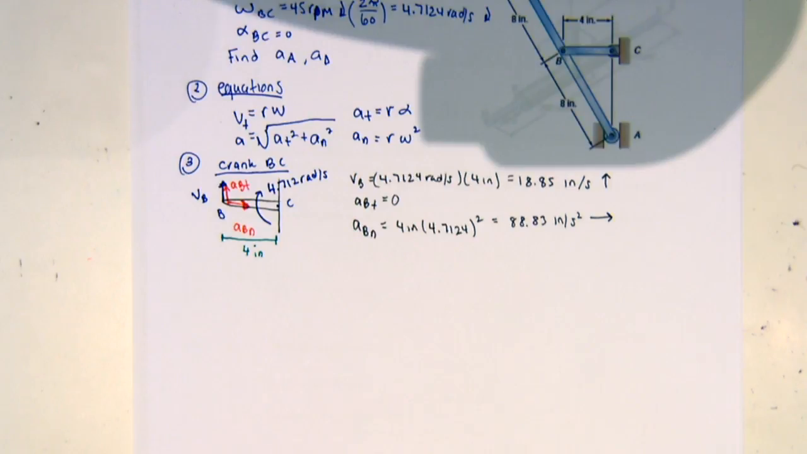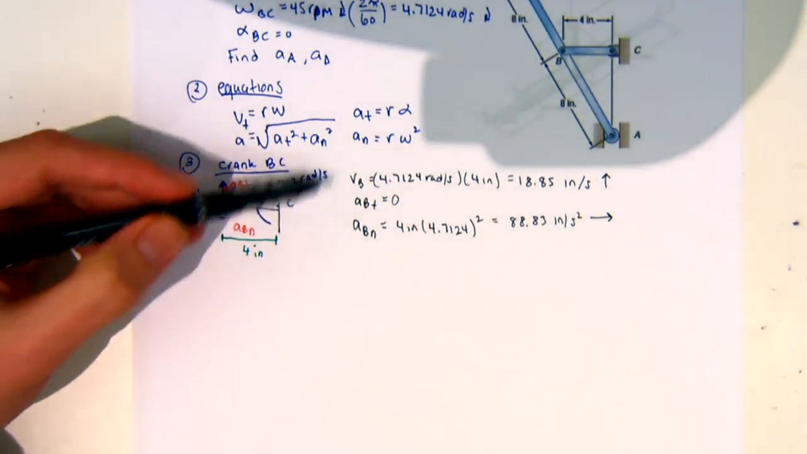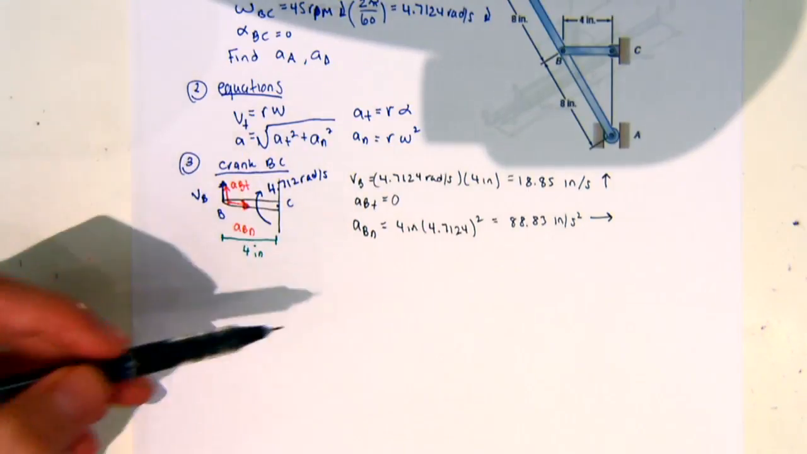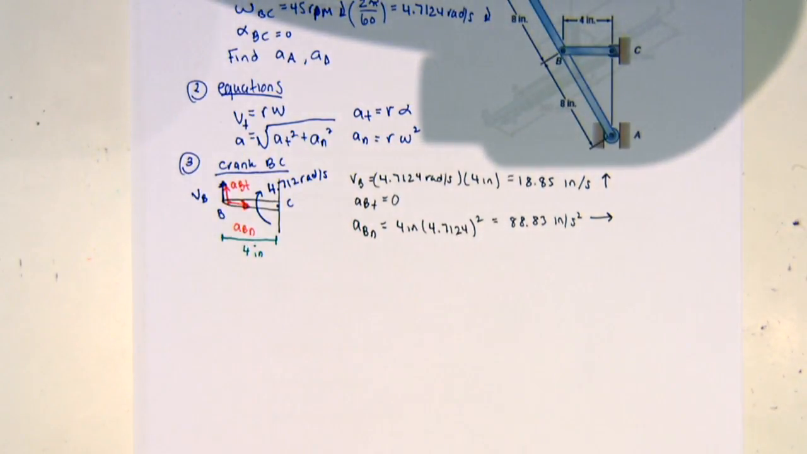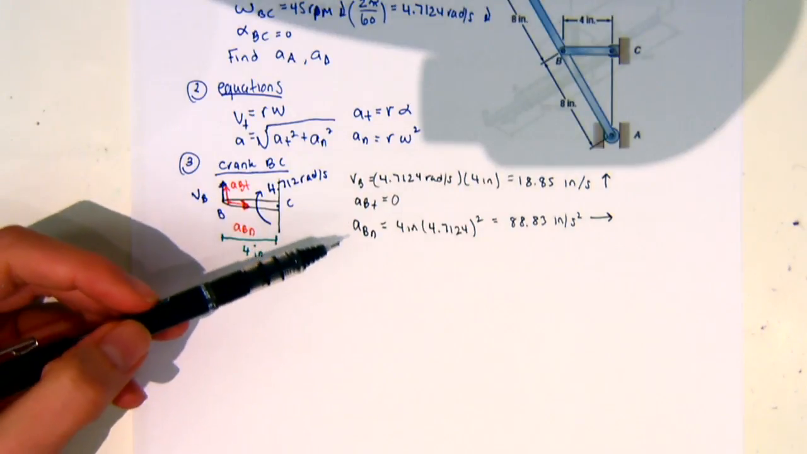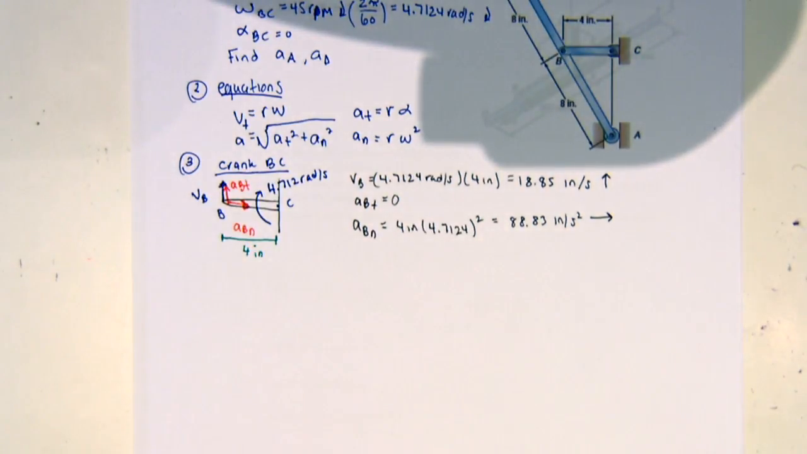So we started with the rod that we knew the most about, and we found velocities and accelerations on a point that we can then relate to the rod that we don't know anything about. Right. So that is the total acceleration of that point, just like you said.